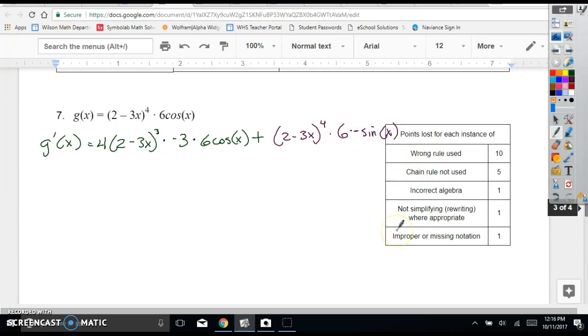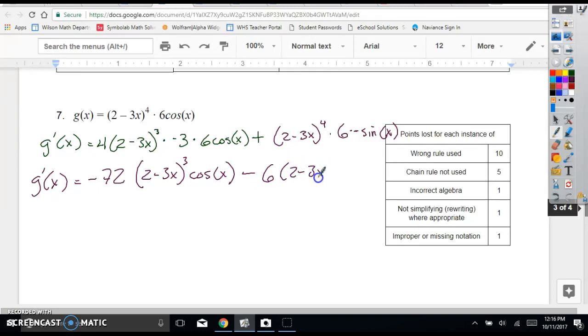It's negative there. Now we got to do some simplifying. So g prime of x looks like we have 6 times 3 times 4. Or I could do 12 times 6. This looks like negative 72. 2 minus 3x to the third cosine of x plus, let's see here, nobody can go together here. Actually, it won't be plus, it'll be minus. So this will be minus 6 2 minus 3x to the 4th sine of x.